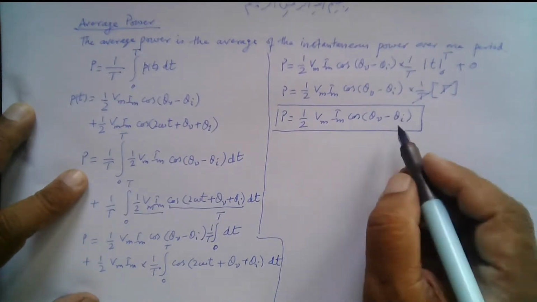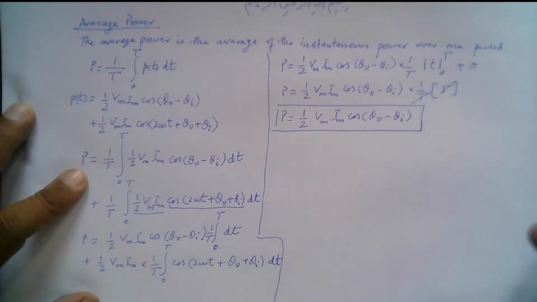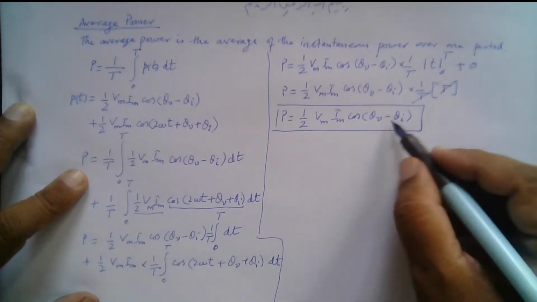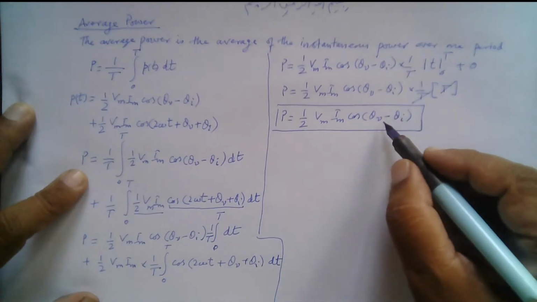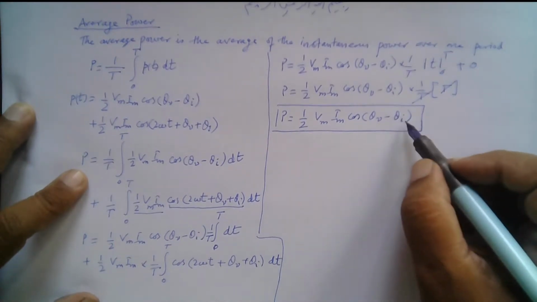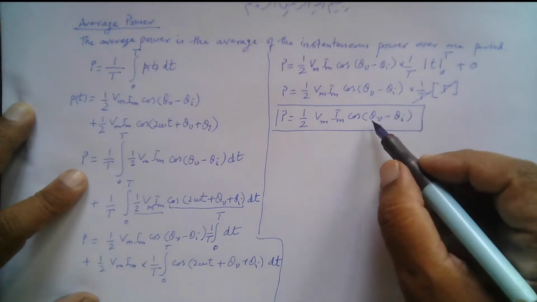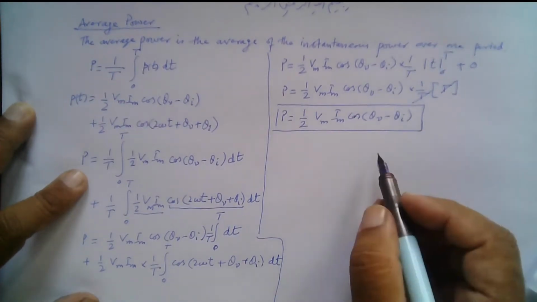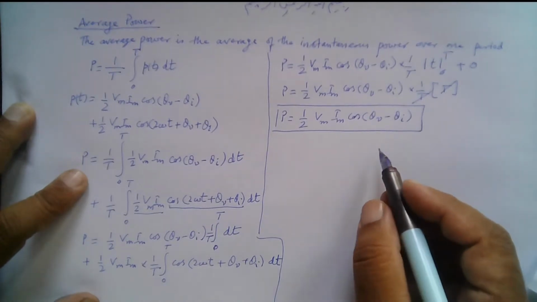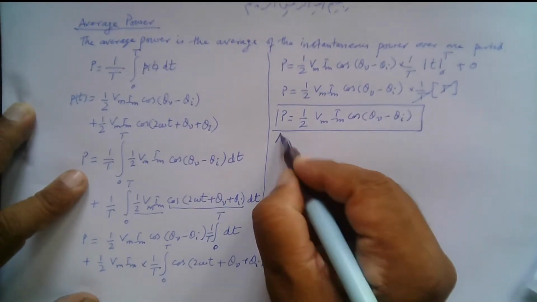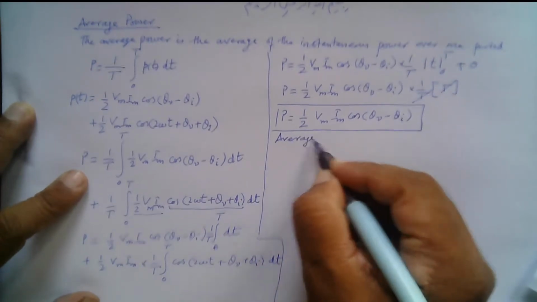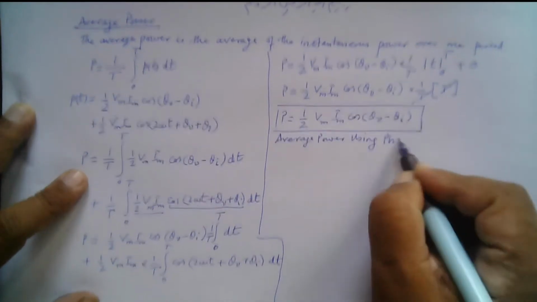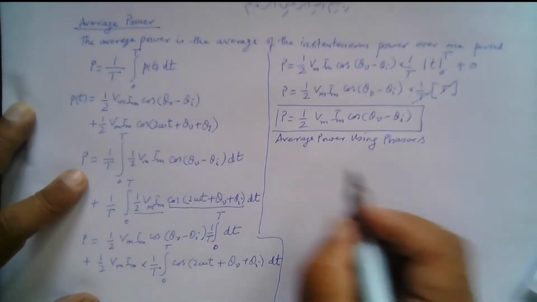And we also note that it doesn't matter whether we subtract theta I from theta v or theta v from theta I, because the cos of both the angles will be the same, right? And we can also arrive at this formula using phasors. So average power using phasors.